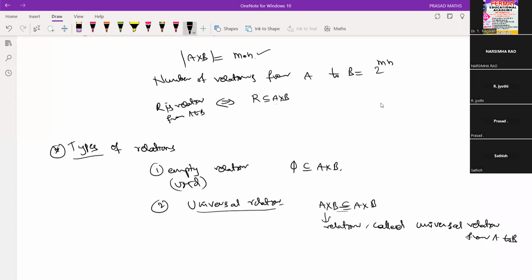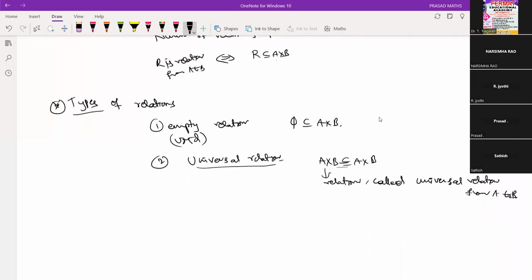These are very standard relations. Next is identity relation. What is identity relation? You take any set A. Not A cross A, but the set of all ordered pairs of the form (a, a) such that a belongs to A. That is the identity relation. A goes to A itself. It's nothing but the identity relation.